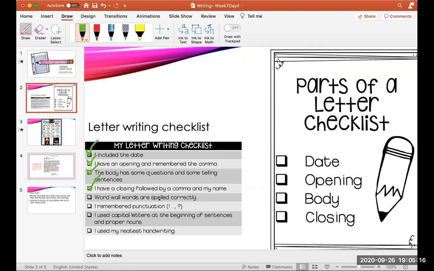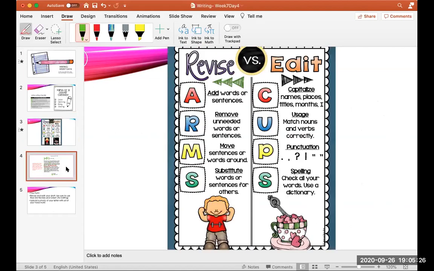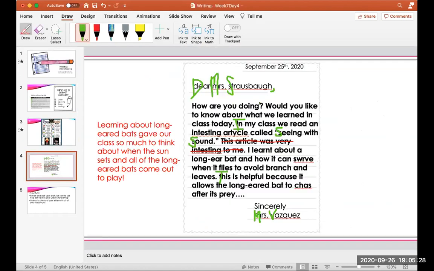Now I'm working on my word wall and capitalization. Oh, I did all of my capital letters. Sorry, I made my word wall and punctuation. We all make mistakes. All right, so punctuation. How are you doing? Question mark. Would you like to know what we learned in our class today? Question mark. In my class, we read an interesting article, Seeing with Sound, period. I learned about a long-eared bat, how it can soar when it flies to avoid branches, period. Chase after its prey. Sincerely, oh, gotta get that comma, Mrs. Vasquez. All right, great job.